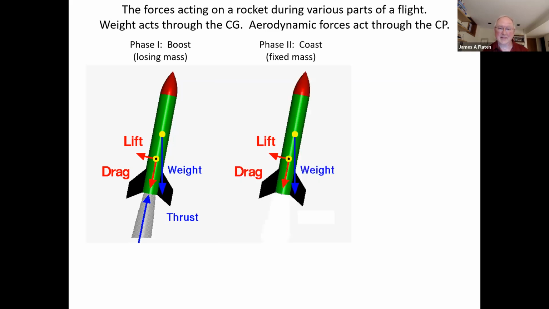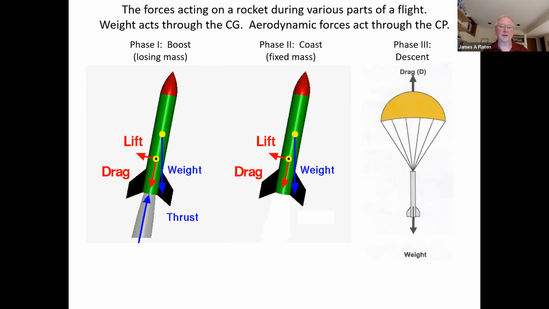Phase two is just the same diagram, except no thrust. So the drag is downwards, the weight is downwards, but there's no thrust. And then phase three is completely different. Phase three has the weight downwards, but the drag now is upwards because the drag is opposing the motion, and in this case, the motion is downwards.